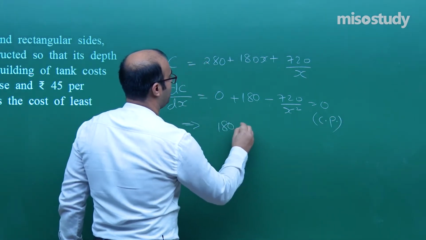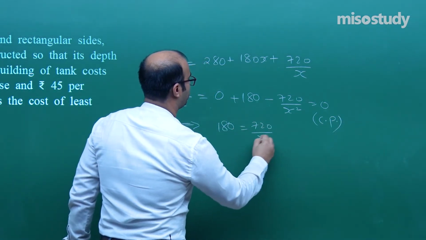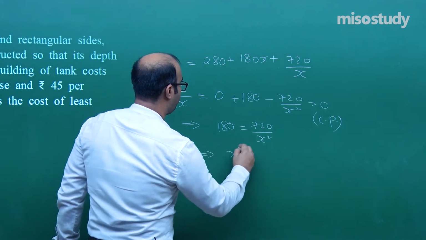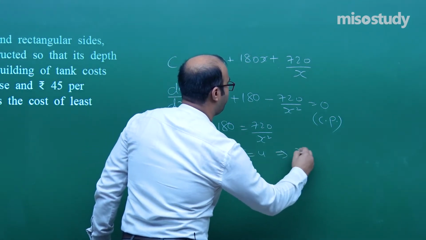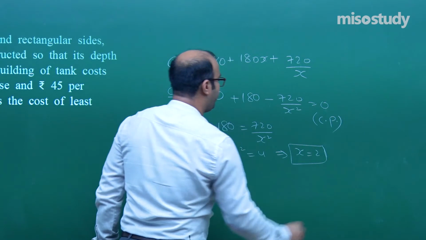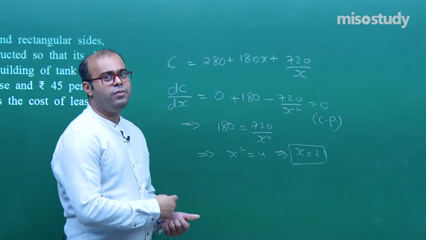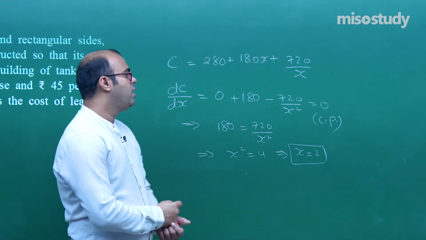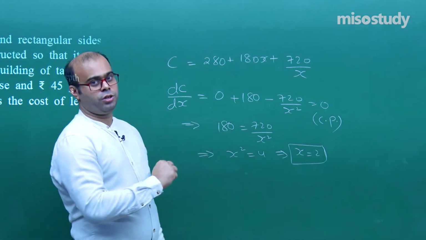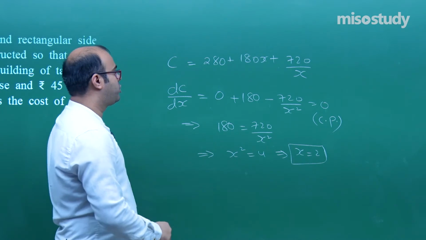So 180 is equal to 720 by x square, which means x square is equal to 4, or the length of the base is 2. So if you take the length of the base as 2 meters, and obviously in that case the breadth will also be 4 by 2, that is 2 meters, you will get the minimum cost, which you will find.